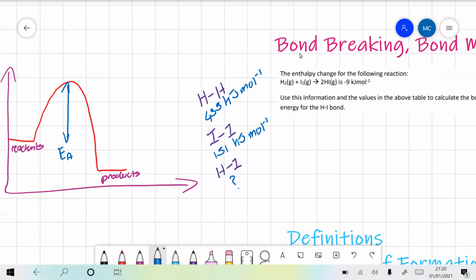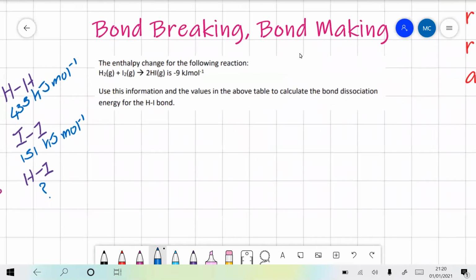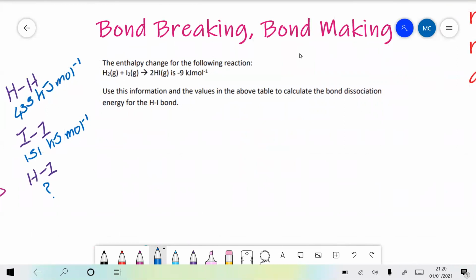Now, we can speak about bond breaking, bond making using an example that we've got here. The enthalpy change for the following reaction, hydrogen plus iodine to give 2HI, is minus 9 kilojoules per mole. Use the information provided to find the energy in the HI bond. Now, if you want to try this on your own, feel free to stop the video here and continue once you are ready.